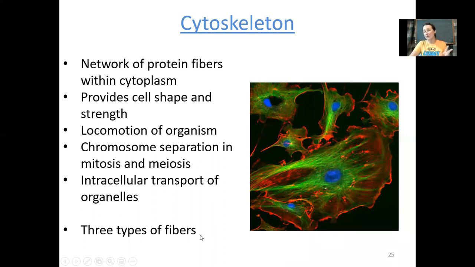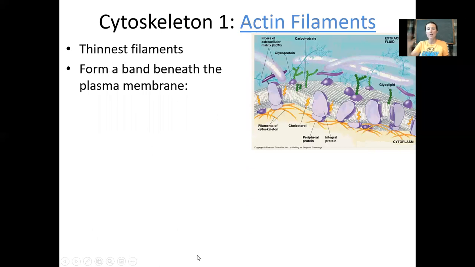Okay, there are 3 different types of cytoskeleton fibers. The first type are actin filaments. These are the thinnest of all. And essentially, when we look here, we can see these little yellow fibrous things. Those are actin filaments. We can see that they're making a little band right under our plasma membrane, which remember is the consistency of vegetable oil, right? So we need a little bit of a shell on the inside of our cell to push that membrane out so it doesn't just collapse in on itself.